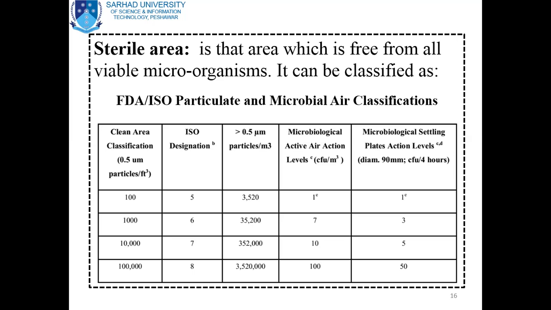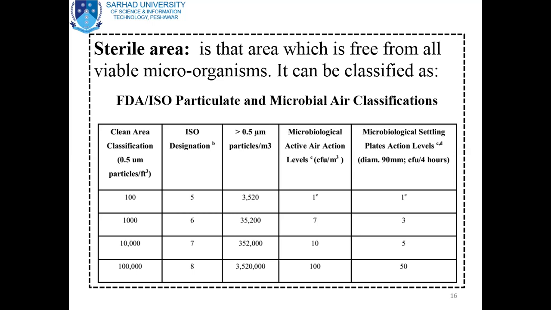And microbial active air action levels, that is colony forming units per cubic meter. If we take a sample of air, there will be nil colony forming units per cubic meter. And as well as the last one, that is the microbiological settling plates action level, with plates having a diameter of 90 mm and colony forming units for 4 hours. There will be none in the first one.